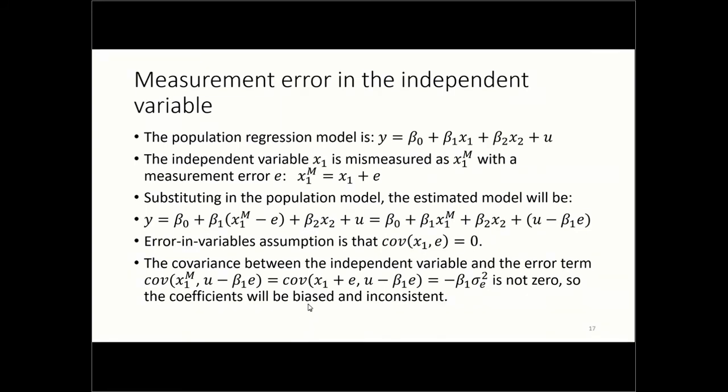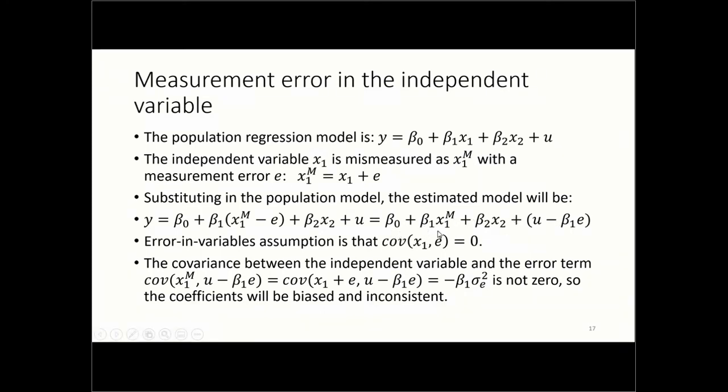So let's assume that we have the same population regression model here, but now the independent variable x1 is mismeasured as x1m with a measurement error e. So this is the mismeasured value of the independent variable, which will be the original variable plus the measurement error. If we express x1 equals x1m minus e and substitute it up here, we would have y equals this expression. And when we open the parentheses, this is what we are going to see.